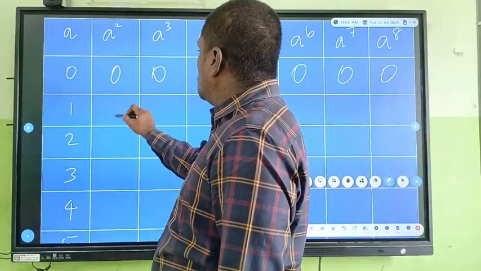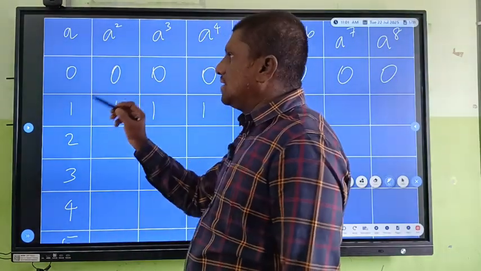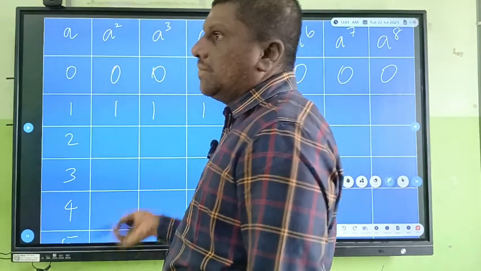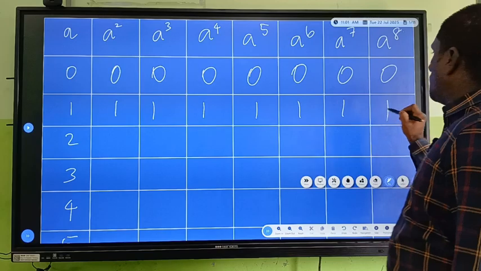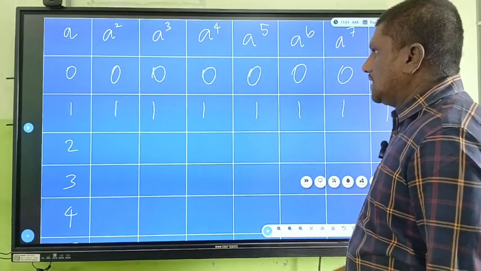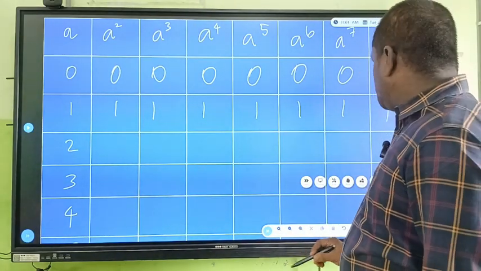Similarly, for 1, the last digit will also be 1. For example, there is a number 21. If I multiply 21 by 21, we will get 1 as the last digit. So the last digit will always be 1. There is no cyclicity here.